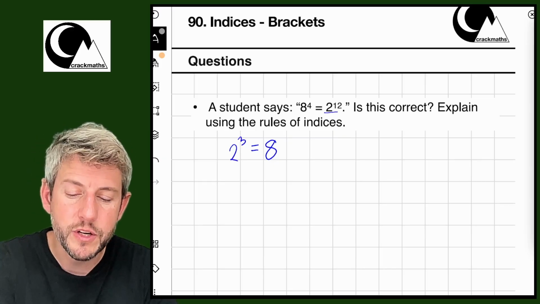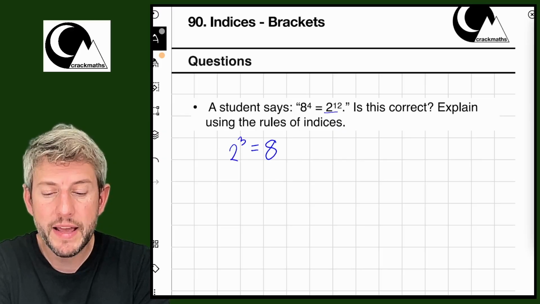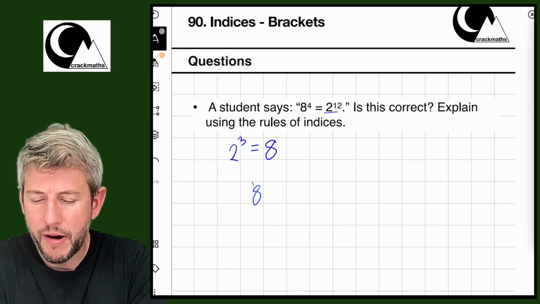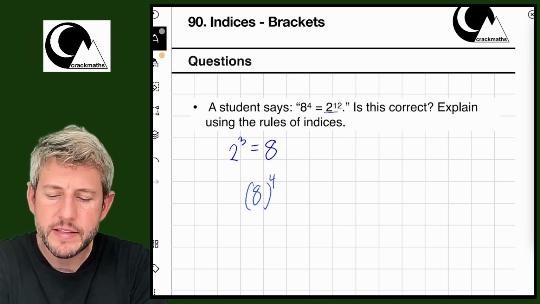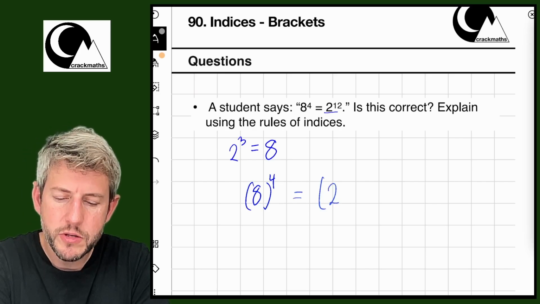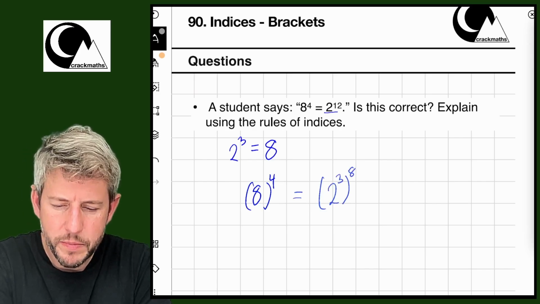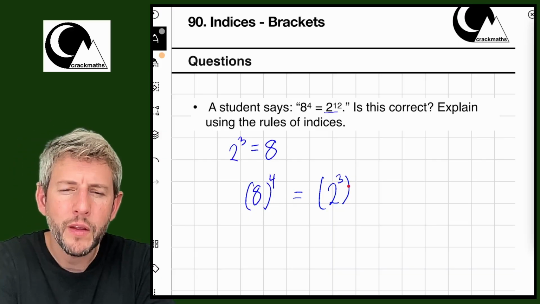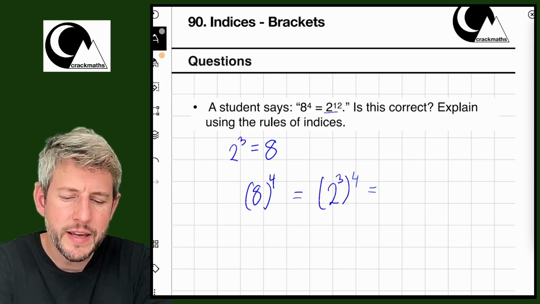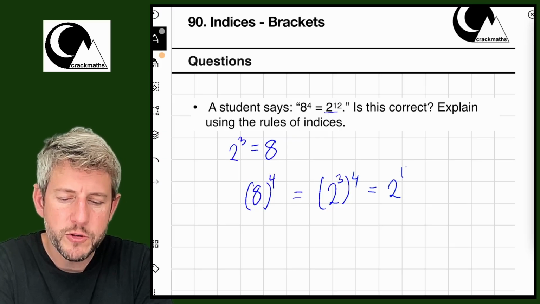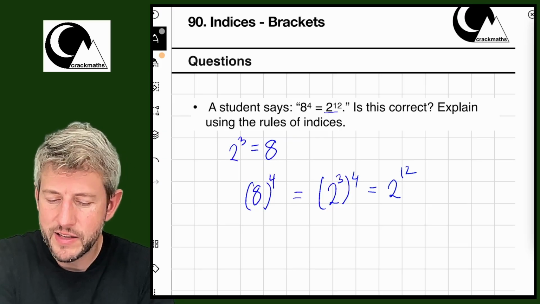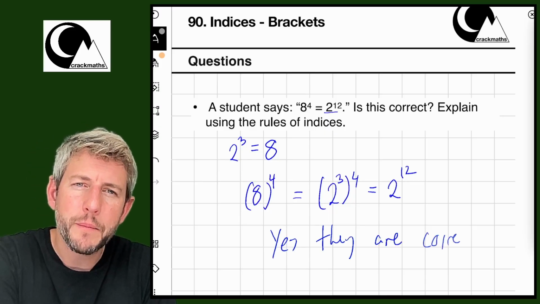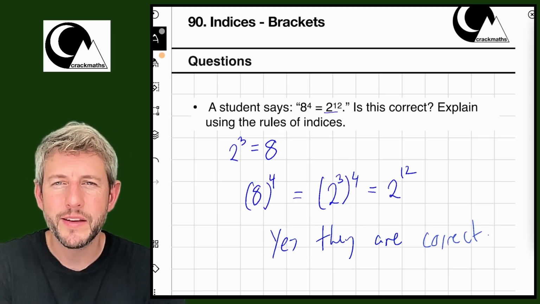So what we can now do is replace the 8 with 2 to the power of 3. So 8 bracket to the power of 4 is equal to 2 to the power of 3 all to the power of 4. Sorry, I put an 8 there because I had 8s on the mind. 2 to the power of 3, all to the power of 4, which is equal to 2 to the power of 12. So actually, in this case, yes, they are correct. And it is the working out that we've shown that proves that they are correct.